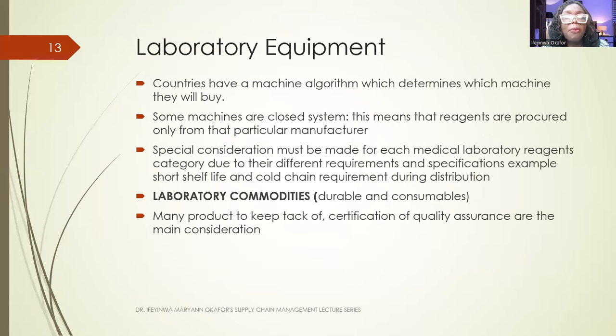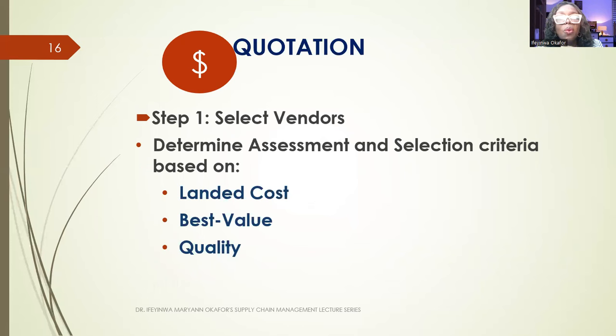The second stage, quotation. The second stage of the procurement process, we have looked at inquiry. The next thing we are looking at now is quotation. At this stage, you need to select your vendors and then determine assessment and selection criteria based on landed costs, best value, and quality. You have to select your vendors. You need to determine assessment and selection criteria. That's why you are selecting this particular vendor. There must be a reason why you are selecting this particular vendor over others.